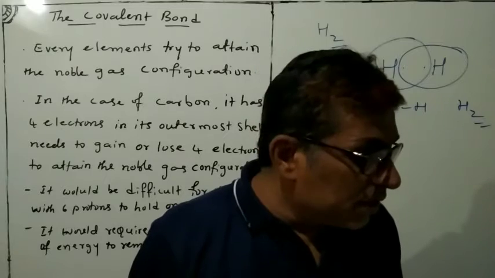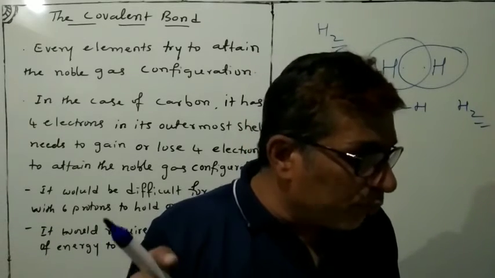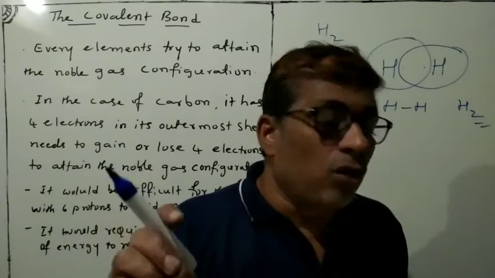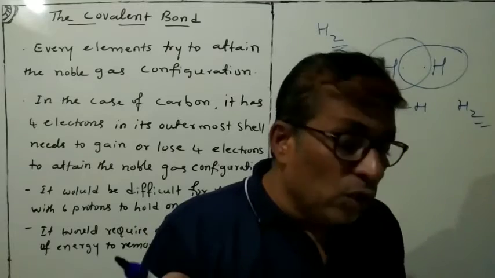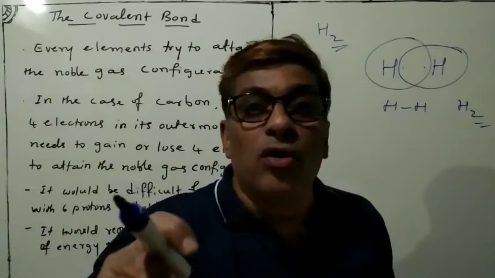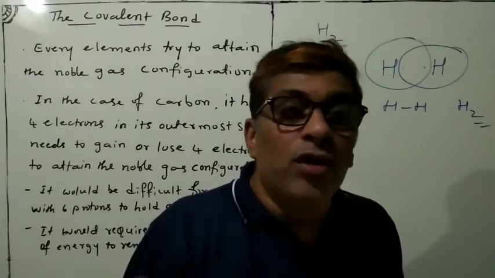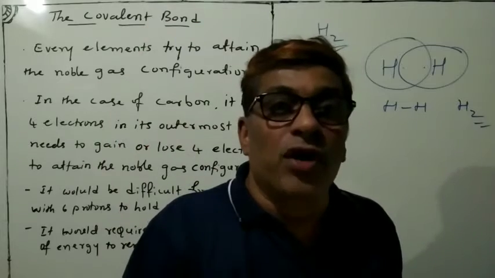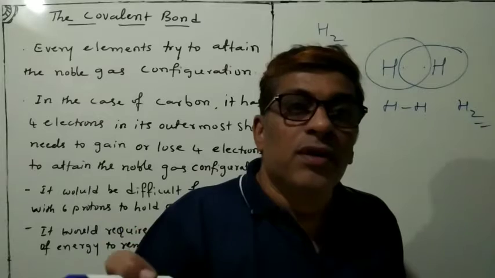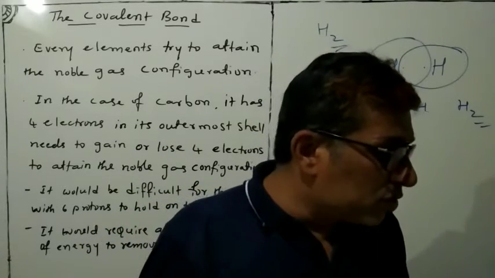Now another one is the shared pair of electrons. In this way, the shared pair of electrons is said to constitute a single covalent bond. So the shared pair of electrons is called making the bond. This bond is called a covalent bond, and the compound formed by the covalent bond is called a covalent compound.